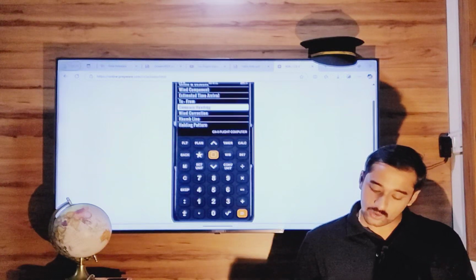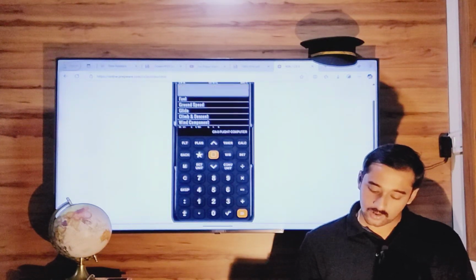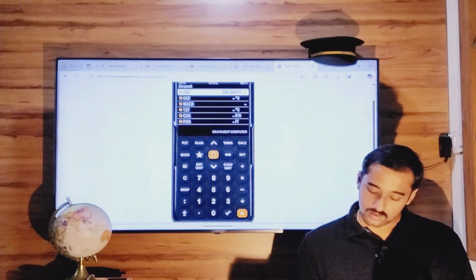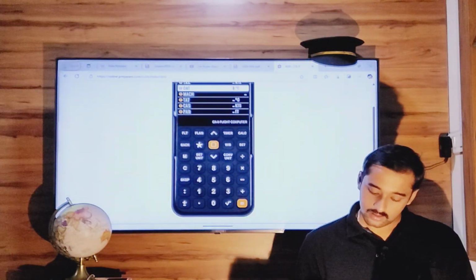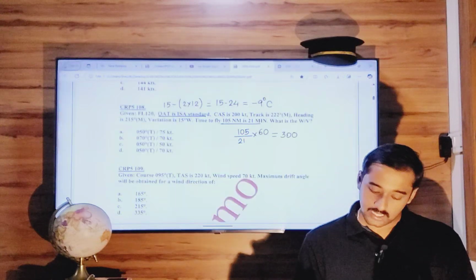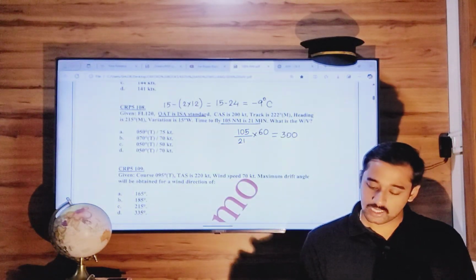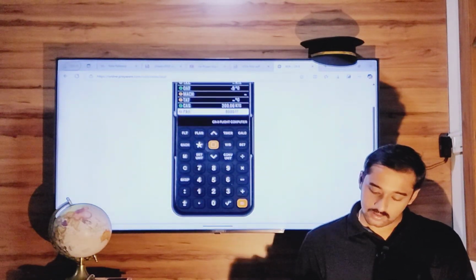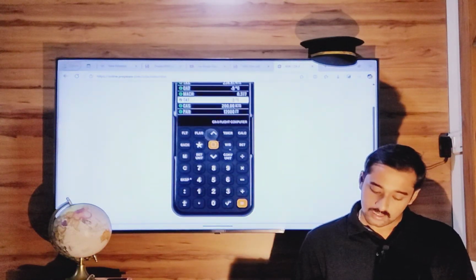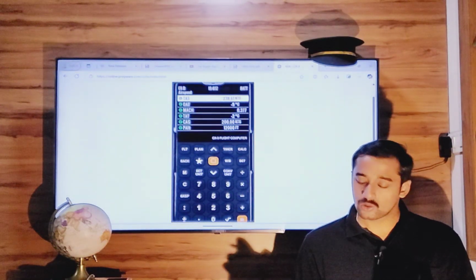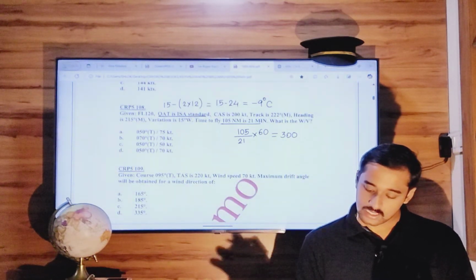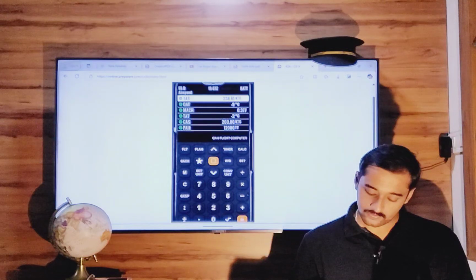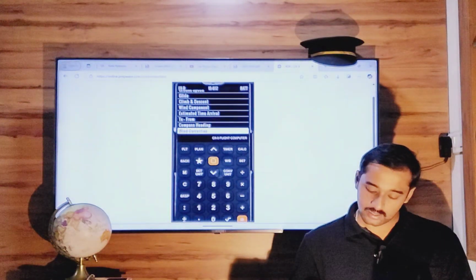So let's first find true airspeed from CX3. So outside air temperature minus 9, indicated airspeed or calibrated airspeed is 200, so altitude is 12,000. This gives you a true airspeed of 238.6 knots. Okay, 238.6 knots. So now we will write this value in here.